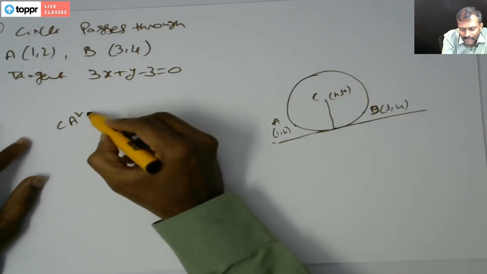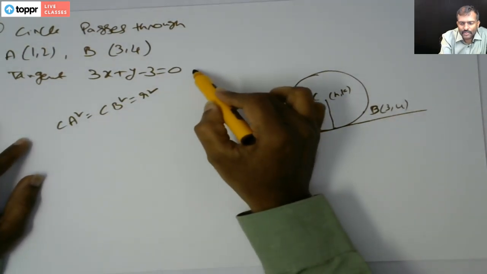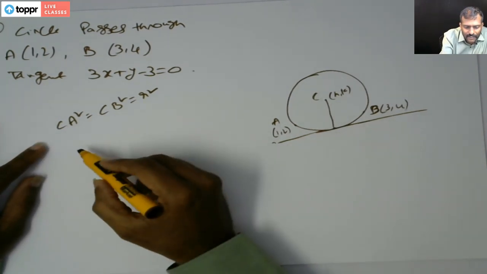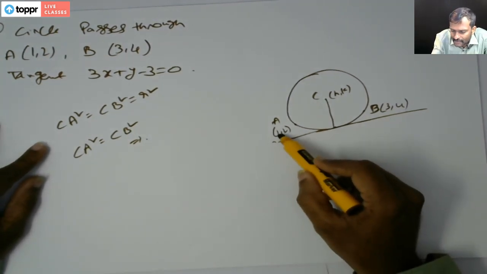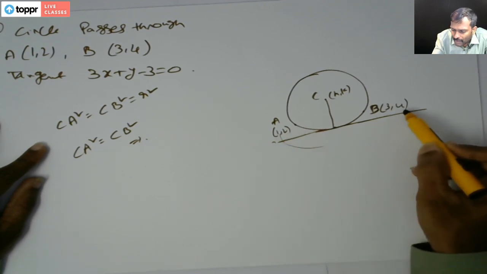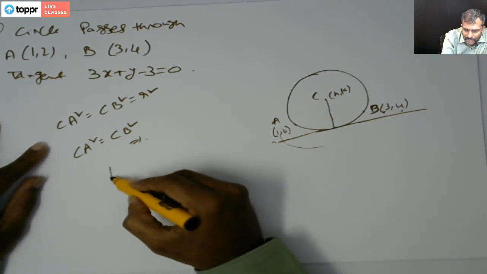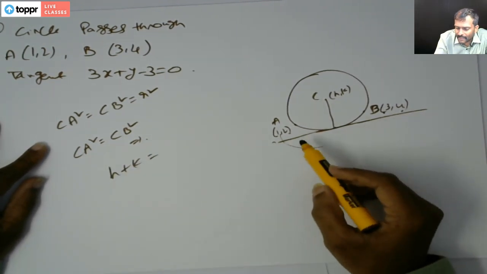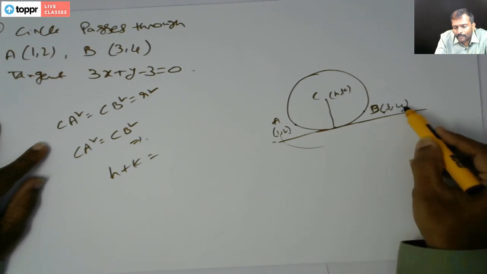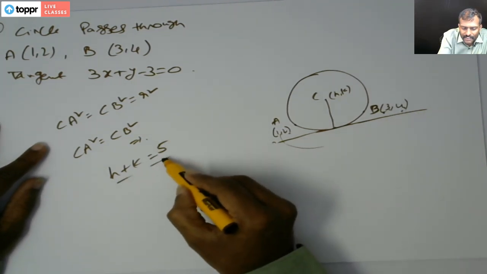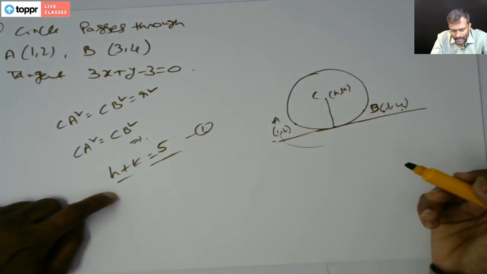So what do we know? CA square is equal to CB square is equal to the radius square, right? And the equation of the tangent also is there with us. Now if CA square is equal to CB square, what can we say? See, if you look at this, 1 and 4 and 2 and 3, when you add, you see this addition, like h plus k. If you add those two, what are you getting? See, this is h and k. If you're adding, you get 2 plus 3 is 5. At the same time, 1 plus 4 is 5. So h plus k, I can simply say h plus k is equal to 5. This is one equation for me, right?